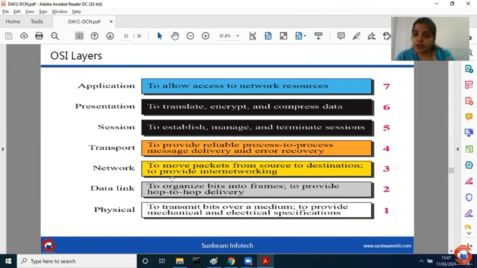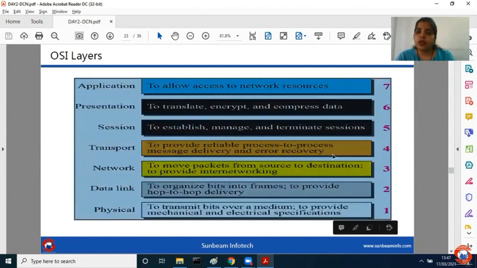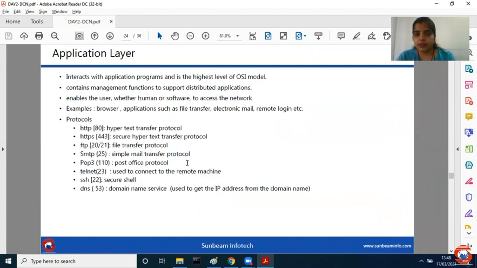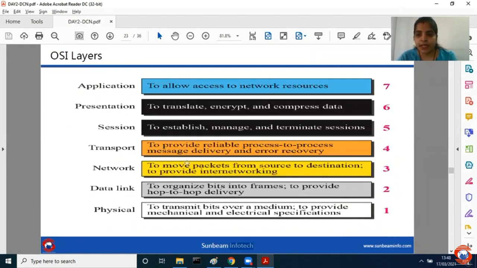So in your exam, the question can be asked as, if I want to go for process to process delivery, which layer is responsible for that? That's a transport layer. If I want to manage sessions, then which layer is responsible? Session layer. If I want to move the packets from source to destination, then network layer. Dividing the data into smaller frames, then data link layer. Transmit the data in the form of bits, electromagnetic waves, signals, and so on. That's the job of physical layer. So this is one line description of all the layers. समझ में आया यहाँ तक? Everyone.